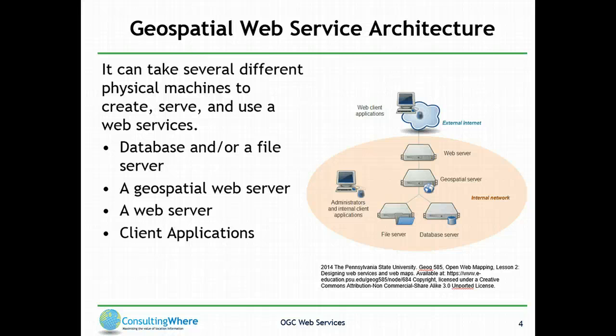Next level up is the geospatial web server. This is a computer that can do the specialist mapping tasks that you need for a geospatial web service. And the next level up is a web server. That's your standard server for presenting information over the internet. And the next step up is a client. This can be a web browser, but also most desktop GIS can interact with geospatial web services. So it could be something like ArcGIS or QGIS.